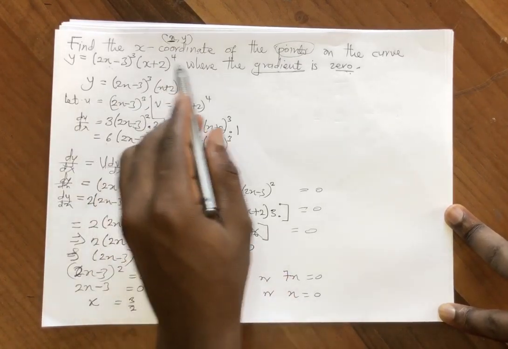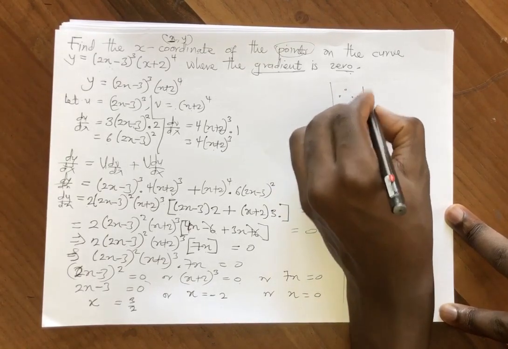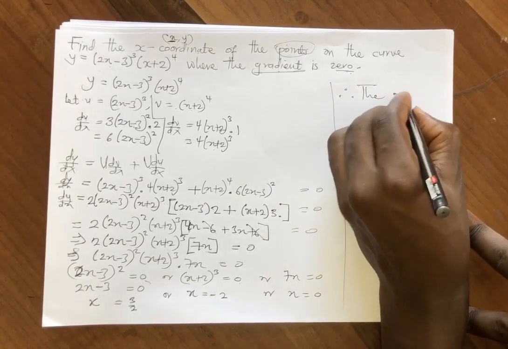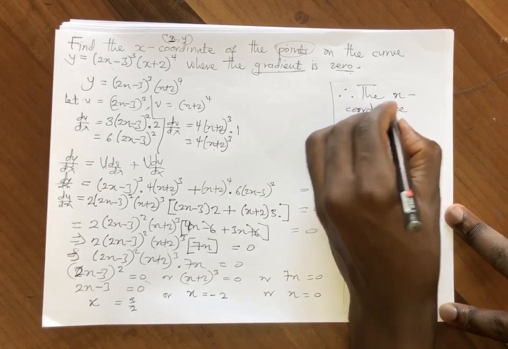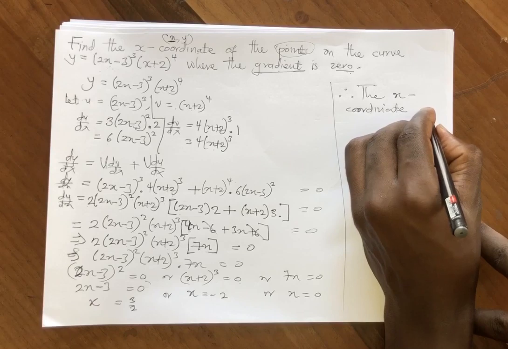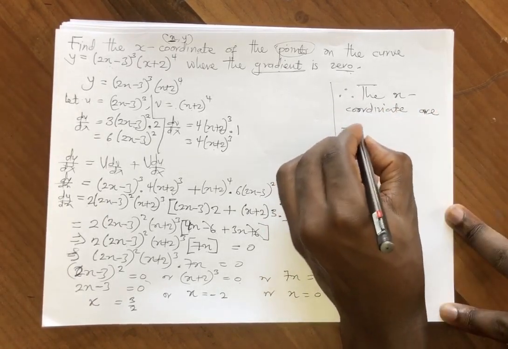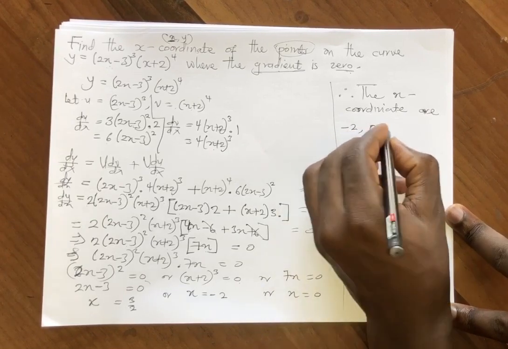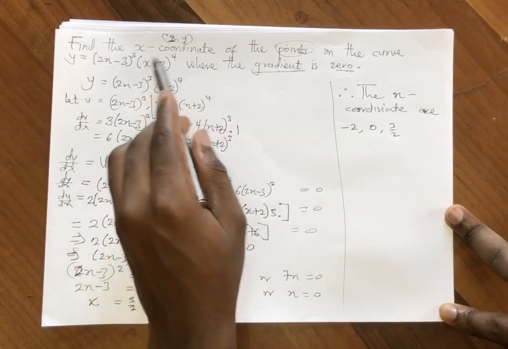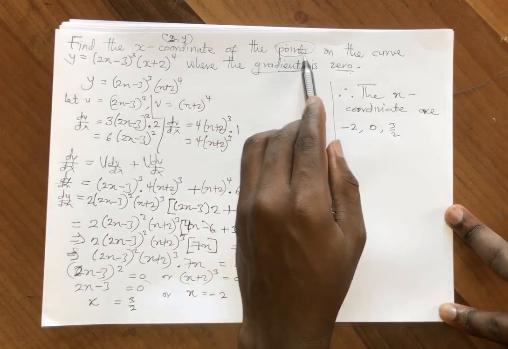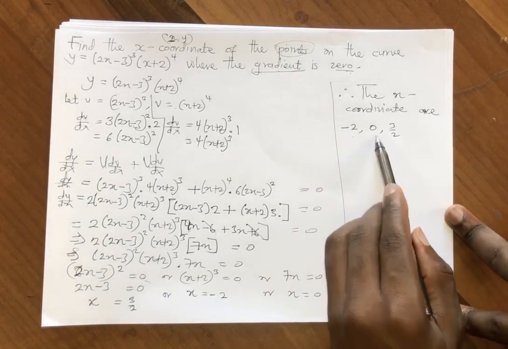So the question said, find the x coordinates, all right? So let's conclude. Therefore, the x coordinates are negative 2, 0, 3/2. So keep in mind, we were looking for x coordinates of the points. So you are looking for more than one point. That is why we have 1, 2, 3, okay?